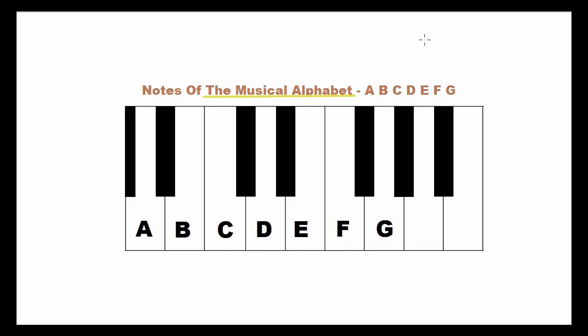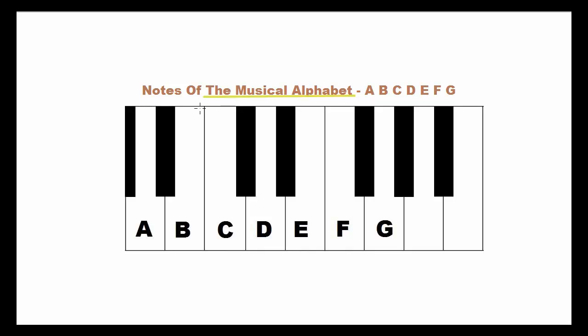The good news is that 99.9% of the music that you like to listen to is made up of these 7 letters and its variations. So why don't we listen to these notes? Let's start. This is A, B, C, D, E, F, and G. This is a section of a keyboard that we have right here.